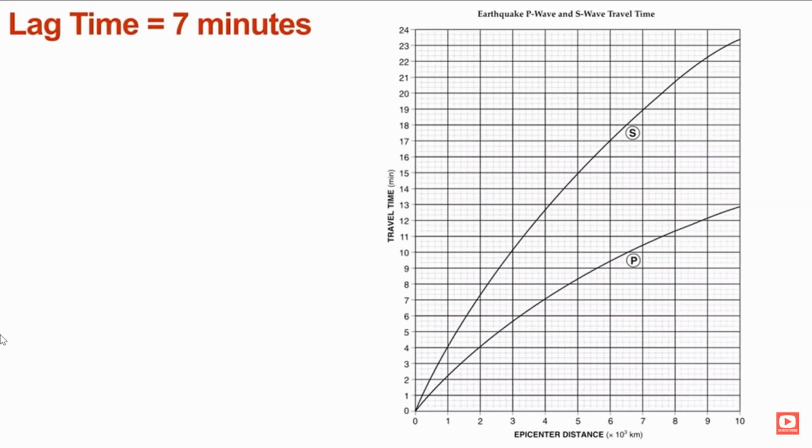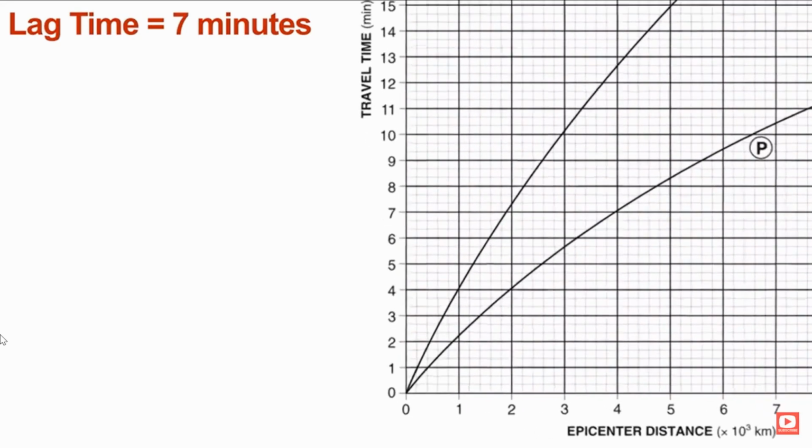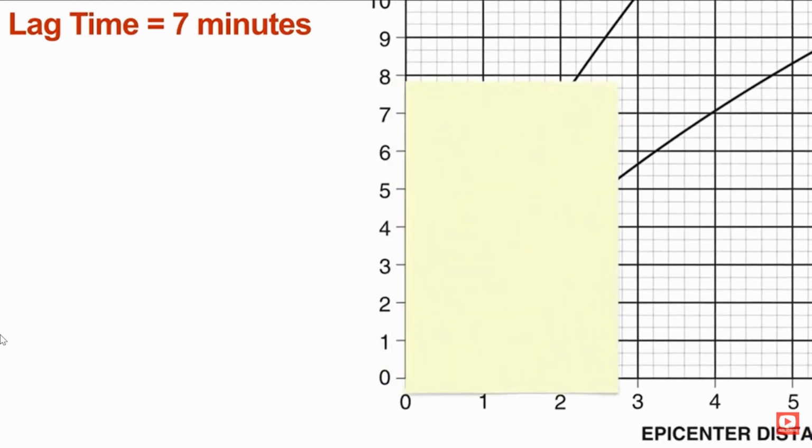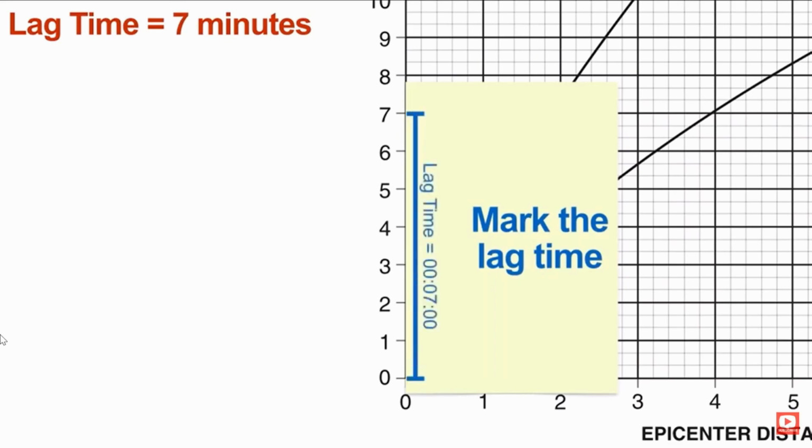Let's keep that number in mind and take a look at our reference tables. Now, we're going to use a method known as the wedge method to figure out just how far away an earthquake is that would have a lag time of 7 minutes. To do that, we need some scrap paper. And what we'll do is we'll take our scrap paper and we'll align it with our vertical axis, or our travel time axis, on our reference table. And we're going to go ahead and mark off the lag time, which in this case is 7 minutes.